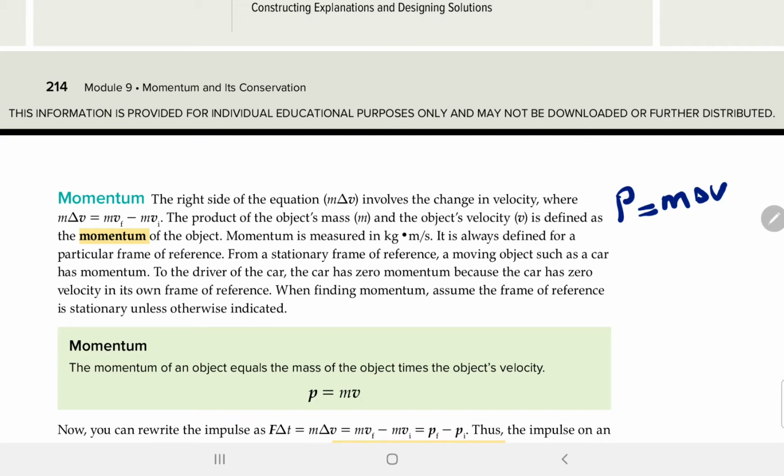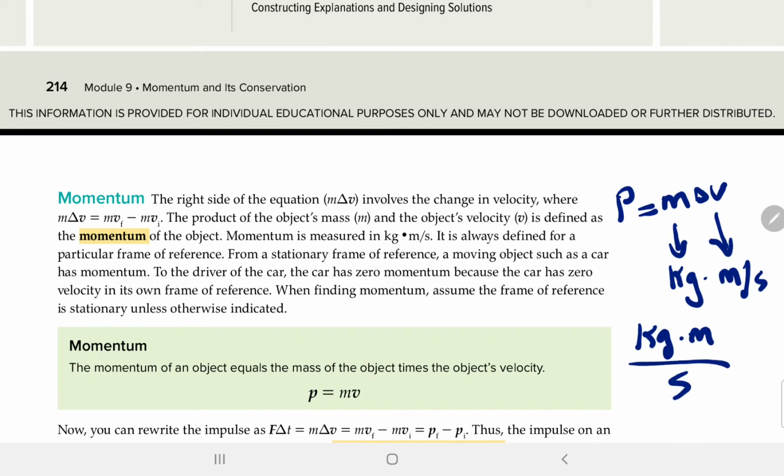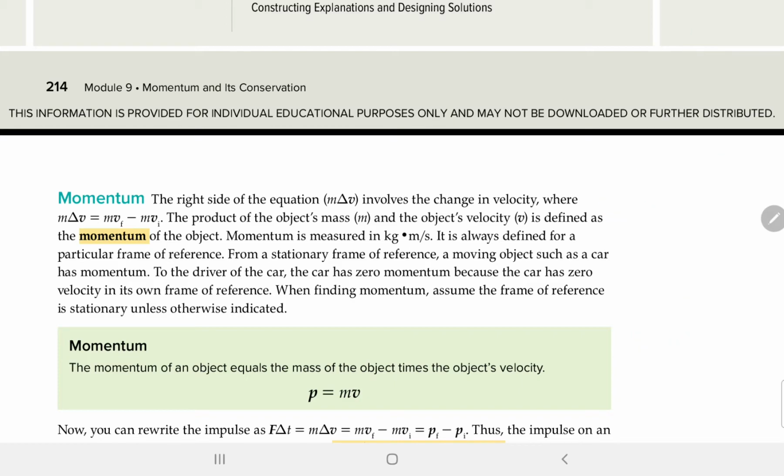So what's the unit of momentum? We know that m means the mass. The unit of the mass is kilogram. And the unit of delta v, or the unit of the velocity, is meter per second. So the unit of momentum is kilogram multiplied by meter per second, or you can write it as kilogram multiplied by meter over second. It's the same.